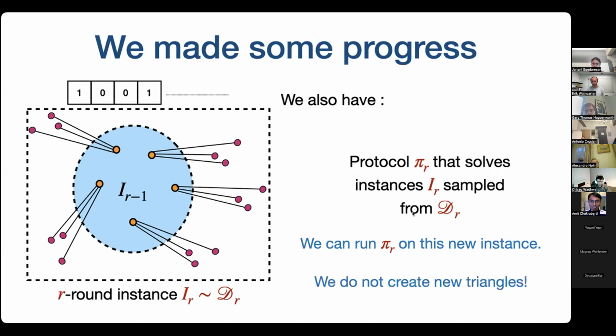So one thing to note here, whatever imagined vertices we have, they all have degree only 1. So we're not creating any new triangles. Whatever property this I_{R-1} has in regards to whether a triangle exists is going to be true for the larger instance as well.